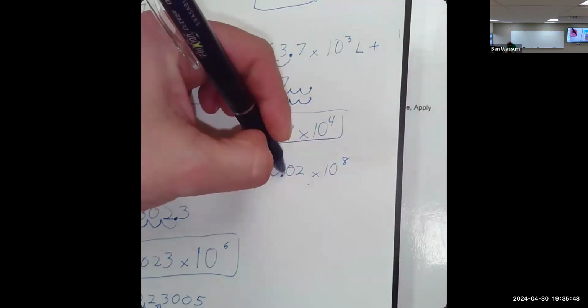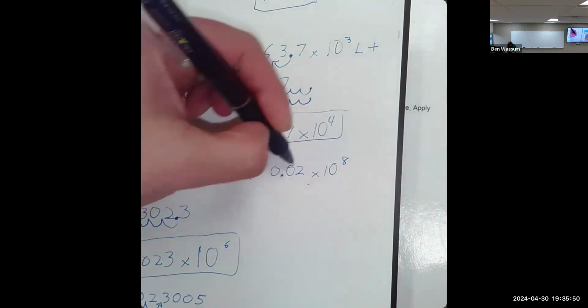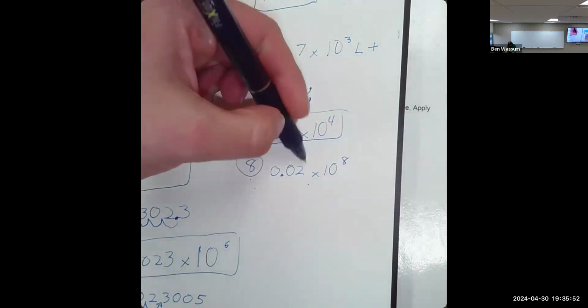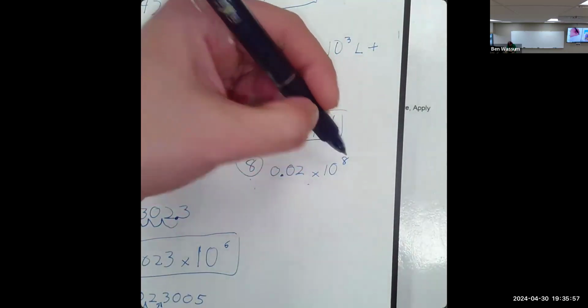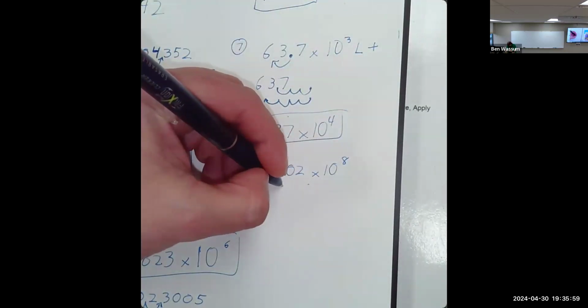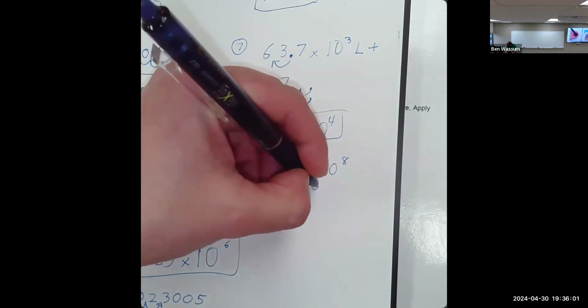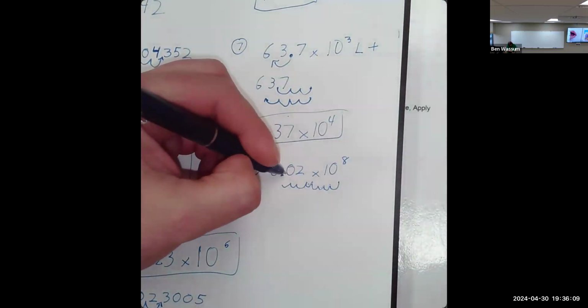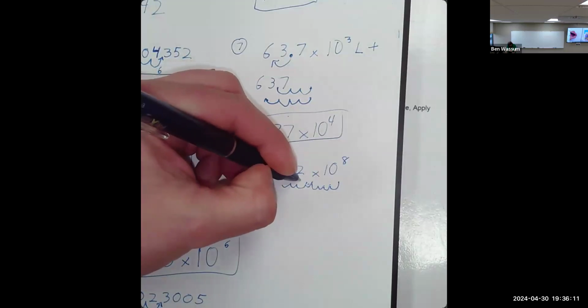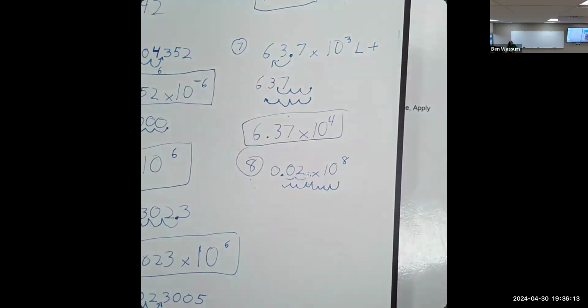What I should have done, it's a positive. That means it's a big number. Even though we got a tiny number right here, this power means it's a big number. So I should have gone 1, 2, 3, 4, 5, 6, 7, 8 in that direction. That's the direction I should have gone. Now, where does that decimal need to be? It actually needs to be right here, right? After that 2.